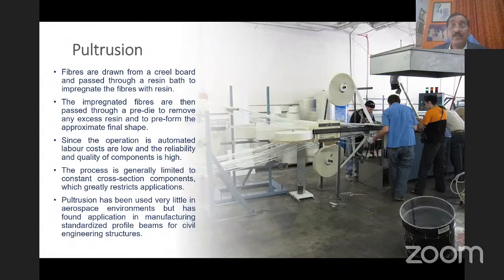And pultrusion, this is again a mass producing process for items of fixed cross-section. Fibers are drawn from a creel board and passed through a resin bath to impregnate the fibers with resin. The impregnated fibers are then passed through a free die to remove any excess resin and to preform the approximate final shape. Since the operation is automated, labor costs are low and the reliability and quality of components is high. The process is generally limited to constant cross-section components with greatly restricted applications. Pultrusion has been very little used in aerospace environments, but has found application in manufacturing standard profile beams and in civil engineering and marine engineering applications.